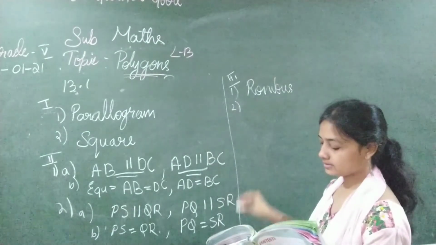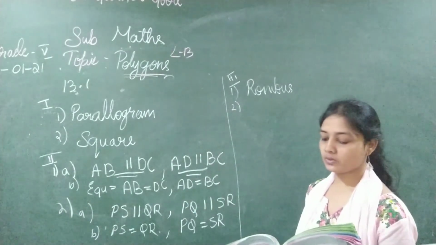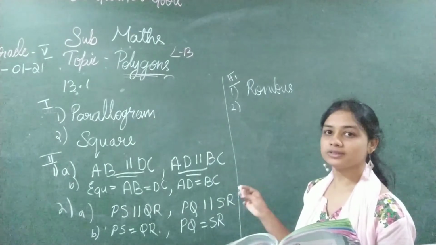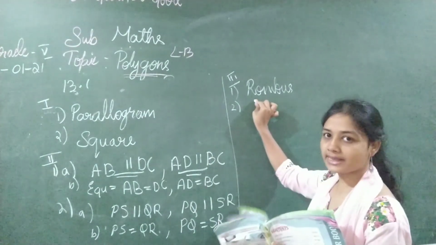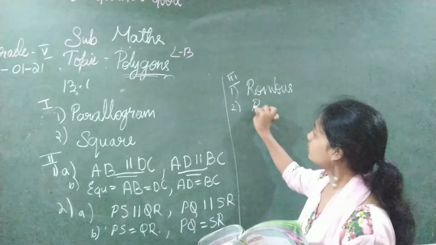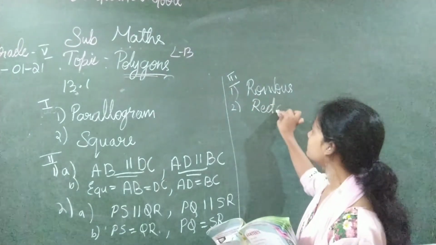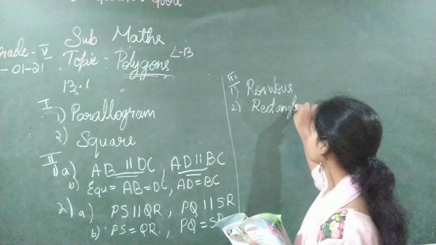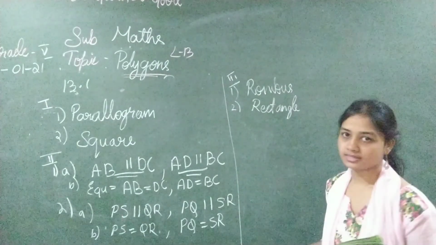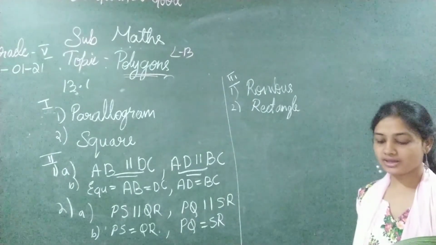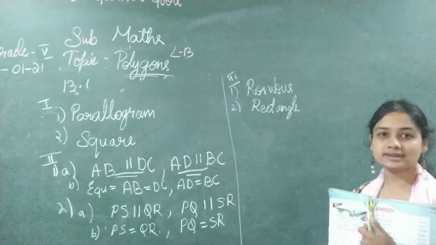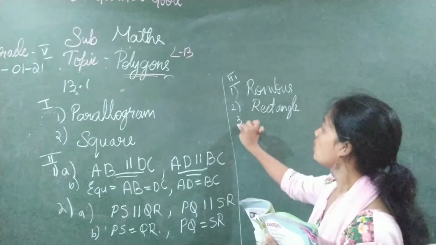Second one, opposite sides are equal. Which shape has opposite sides equal? It may be parallelogram and rectangle also. So I am going to choose rectangle. Next one, all sides are equal and each angle is equal to 90 degrees. It is a square.